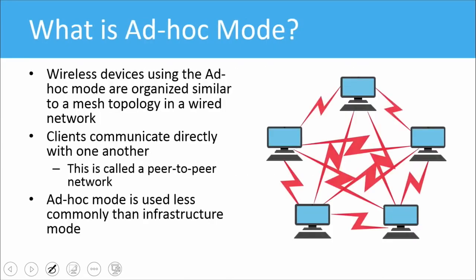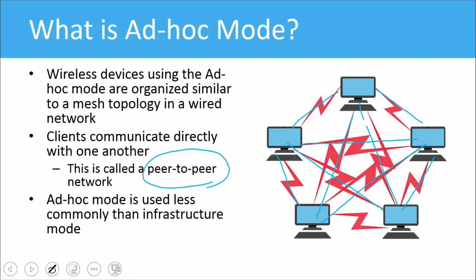In ad hoc mode, devices are organized in something similar to a mesh topology. If you recall from when we were talking about the mesh topology, every single device is connected to every other device in the topology. And of course, those red lightning bolts resemble wireless communication. Clients communicate directly with each other, and so this is an example of a peer-to-peer network like we had talked about previously. Ad hoc mode is used less commonly than our next mode that we're going to feature, which is infrastructure mode.